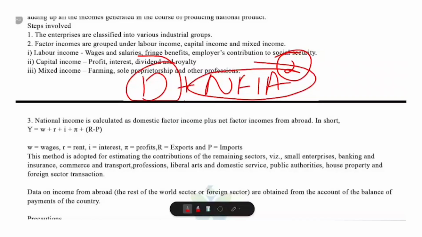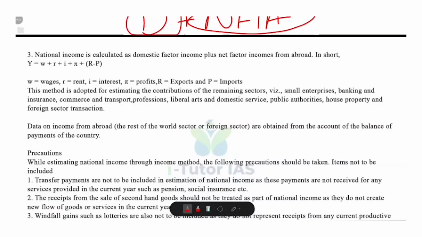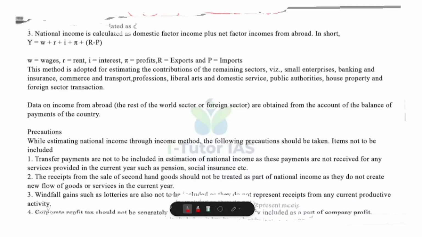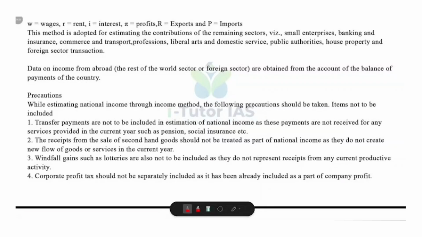So where is it used? This method is helpful for estimating incomes from small businesses and enterprises, banking and insurance, commerce and transport, professions and liberal arts, domestic services and house property, government or public authorities, foreign transactions and so on. So the income method is always equal to all the money earned by people and businesses inside the country plus net earnings from outside. Hope it is clear.